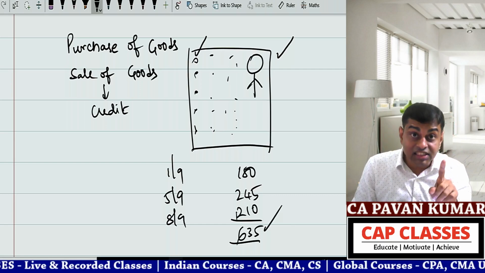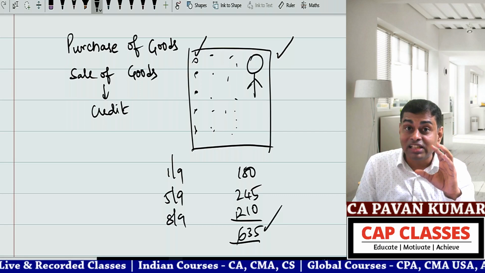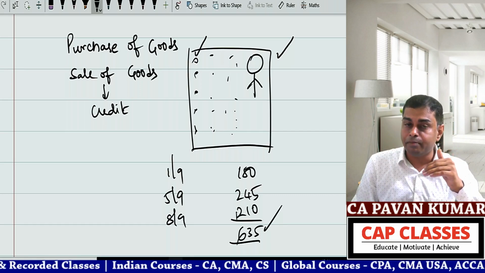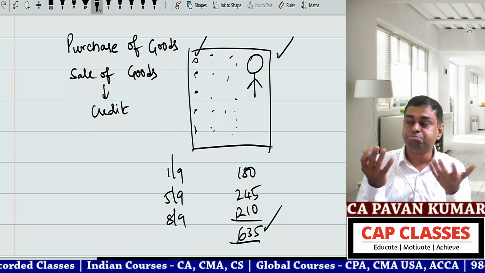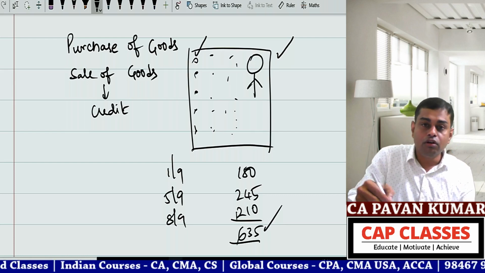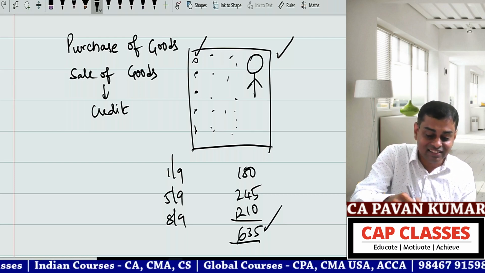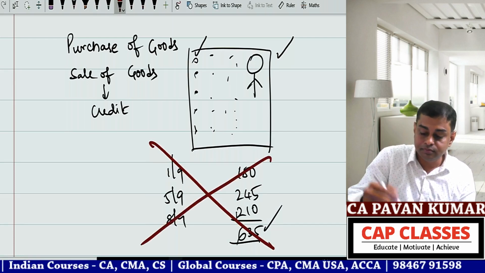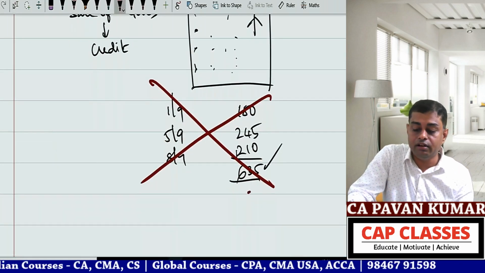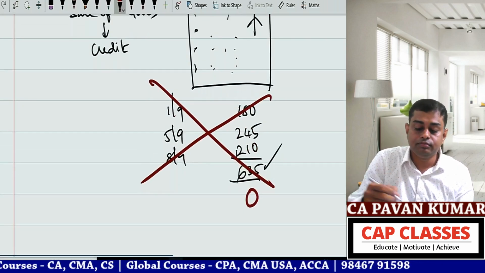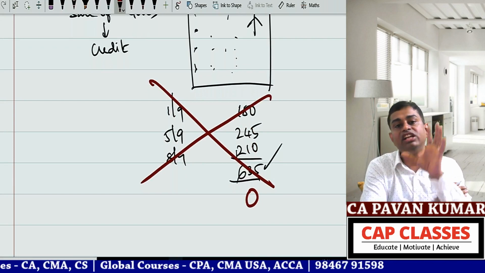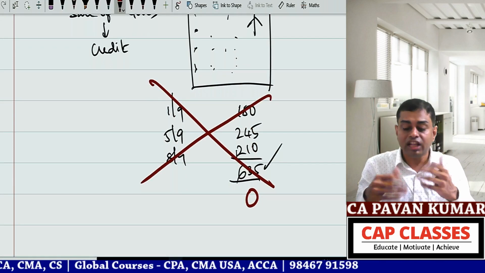Now you will collect 635 rupees. When you collect 635 rupees, you do not know how to pass the journal entry: cash account debited to Pavan Kumar debtor account. You do not know. What you do is, you received cash, so you will strike it off and write 0. You will show a 0 balance. Next time when you sell again, you will write again.